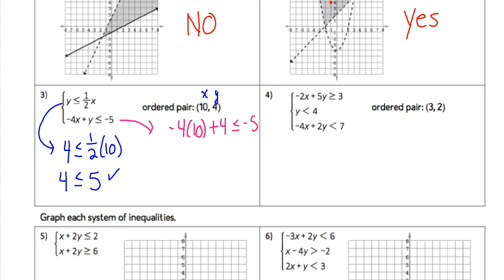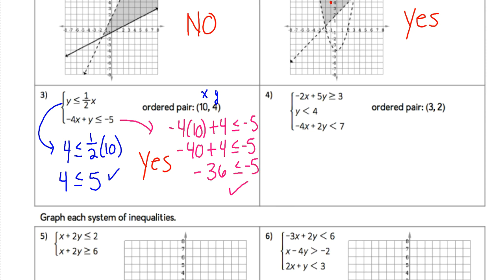Remember that it has to work in both. So just because it worked in the first one doesn't mean it's going to work in the second. We need to check both. So this is going to be -40 plus 4 is less than or equal to -5. And that means that -36 is less than or equal to -5. That is true. So this one is a yes for both of them. It is a solution to these inequalities, this system.